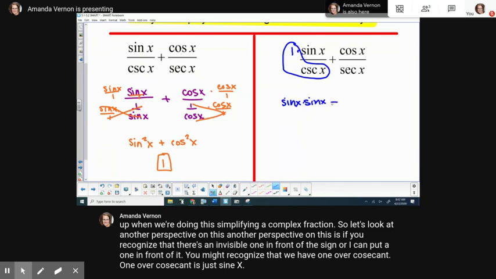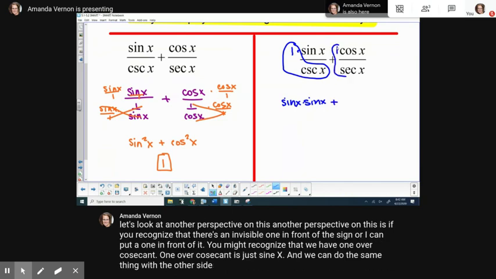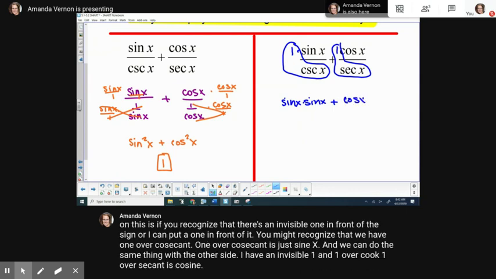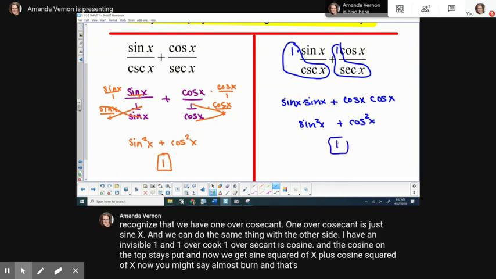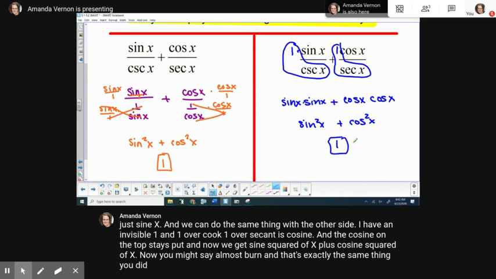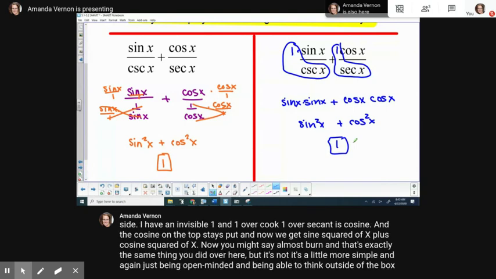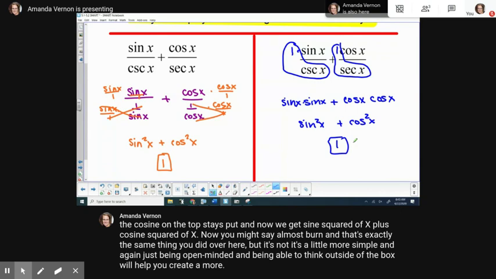And we can do the same thing with the other side. I have an invisible 1, and 1 over secant is cosine. And the cosine on the top stays put. And now we get sine squared of x plus cosine squared of x. Now you might say, well, Ms. Vernon, that's exactly the same thing you did over here. But it's not. It's a little more simple. And again, just being open-minded and being able to think outside of the box will help you create an easier to follow proof as you move through this process.